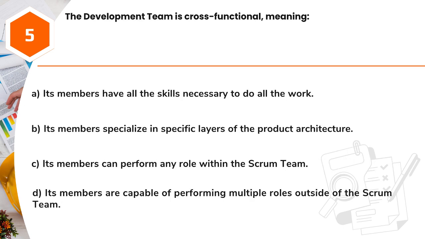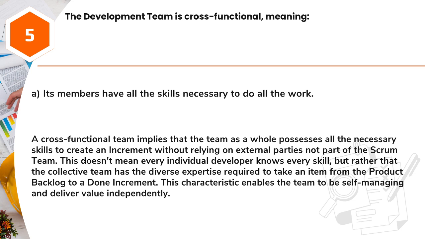Question 5. The development team is cross-functional, meaning A. Its members have all the skills necessary to do all the work. B. Its members specialize in specific layers of the product architecture. C. Its members can perform any role within the Scrum team. D. Its members are capable of performing multiple roles outside of the Scrum team. Answer: A. Its members have all the skills necessary to do all the work.